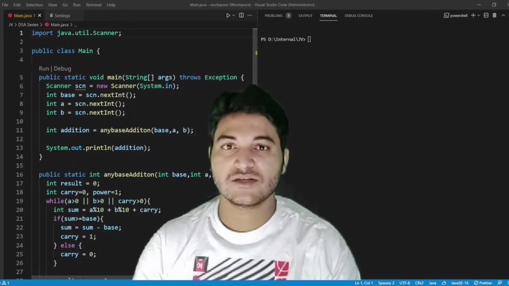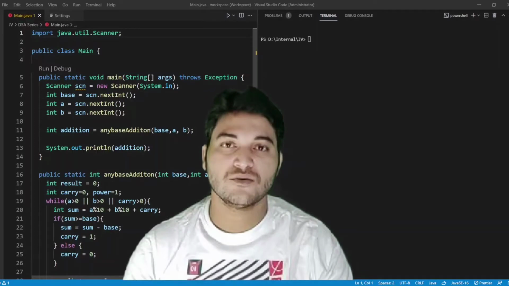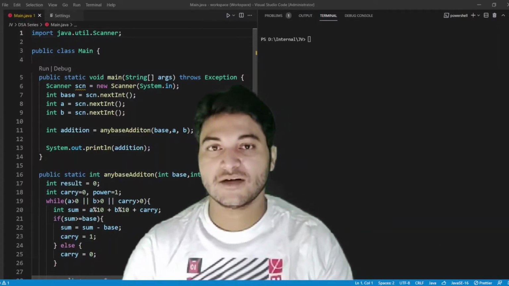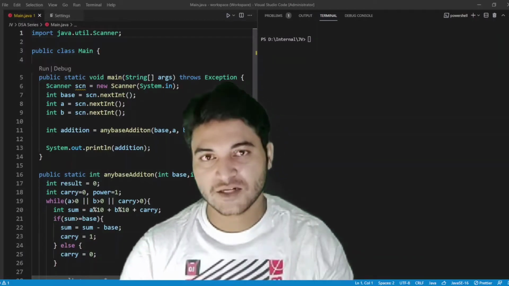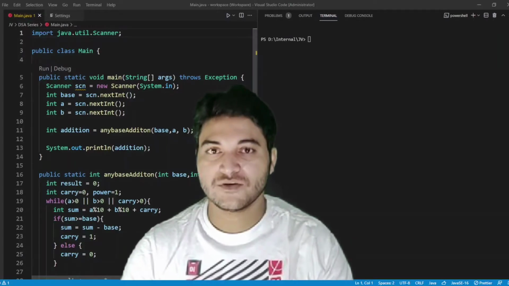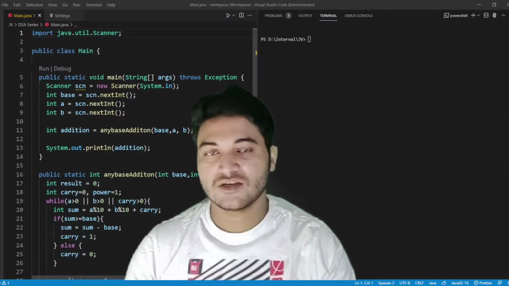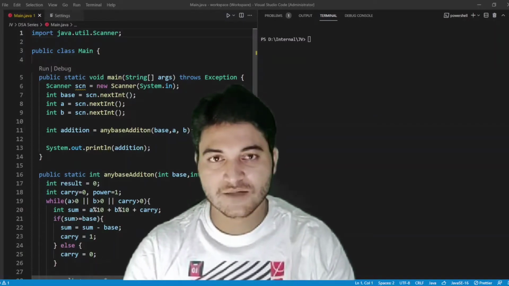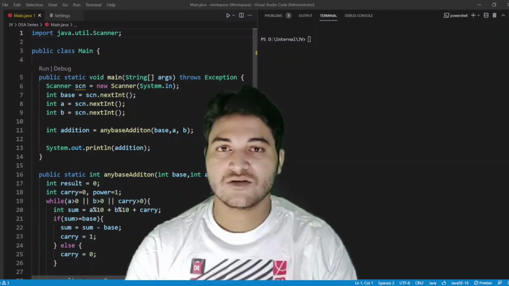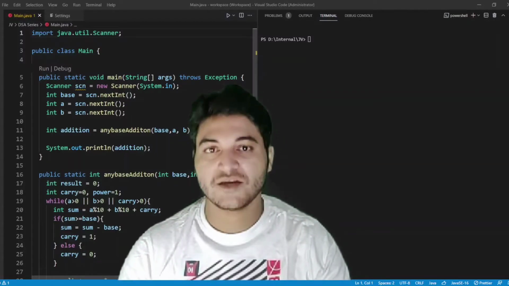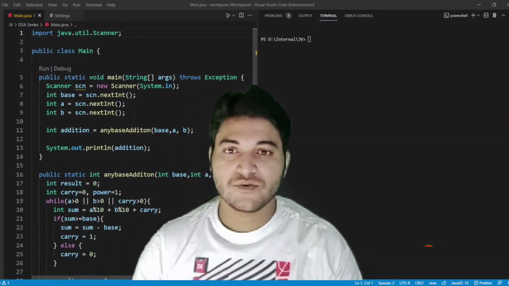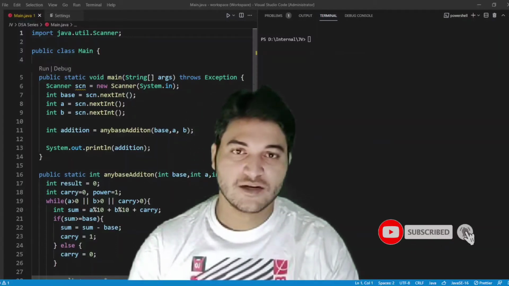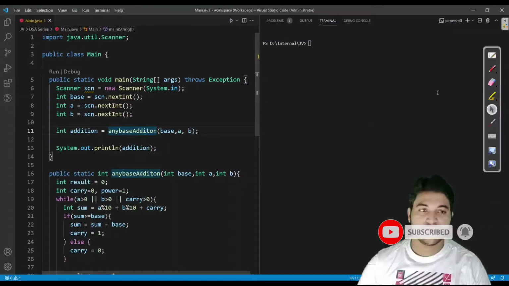In the addition part, we discussed how to add two decimal numbers, how to add two octal numbers, or how to add two binary numbers. From now onwards, I will be discussing subtraction in my upcoming videos: subtraction of decimal numbers, octal numbers, binary numbers, and numbers of any base. Fine. So we will be following this pattern. Let's go to the problem we are going to solve today.